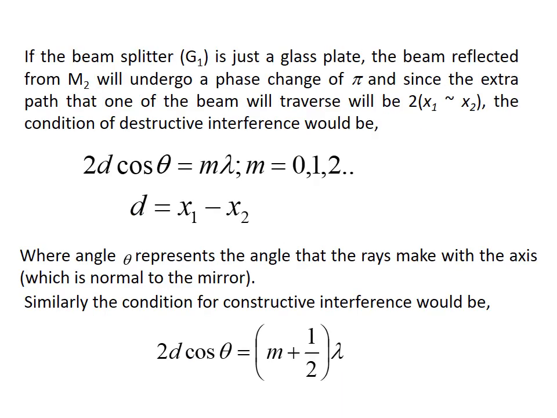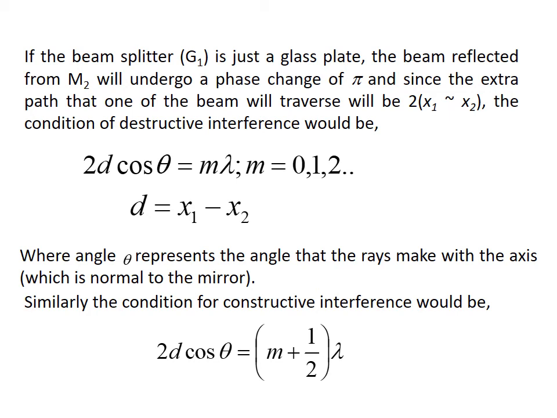The beam splitter G1 is a glass plate. Therefore, the beam reflected from M2, that is the fixed mirror, will undergo a phase change of pi, as discussed before, that on reflection, a phase change of pi occurs when light goes from a rarer to a denser medium. And since the extra path that one of the beams will traverse will be around twice of x1 minus x2, that is, it will go and come back, therefore twice.